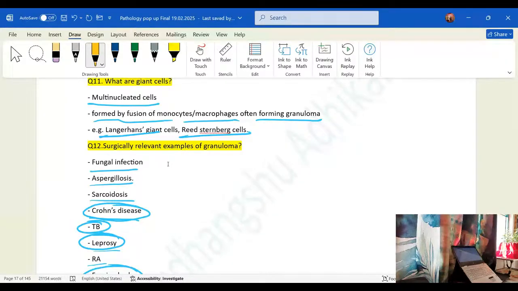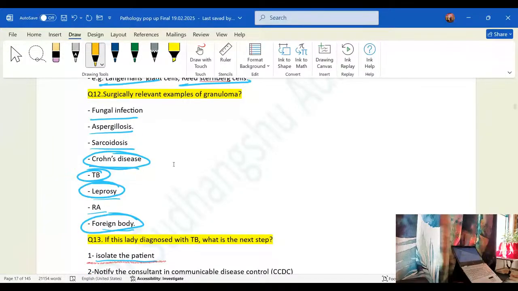Granulomas are also seen in leprosy and rheumatoid arthritis, fungal infection, foreign body, Crohn's disease, and tuberculosis.